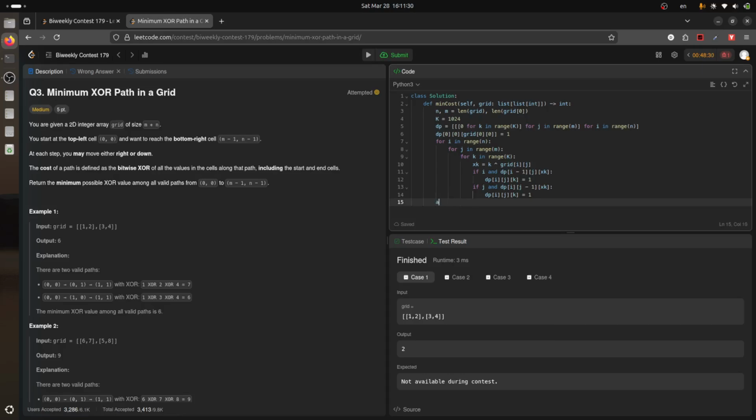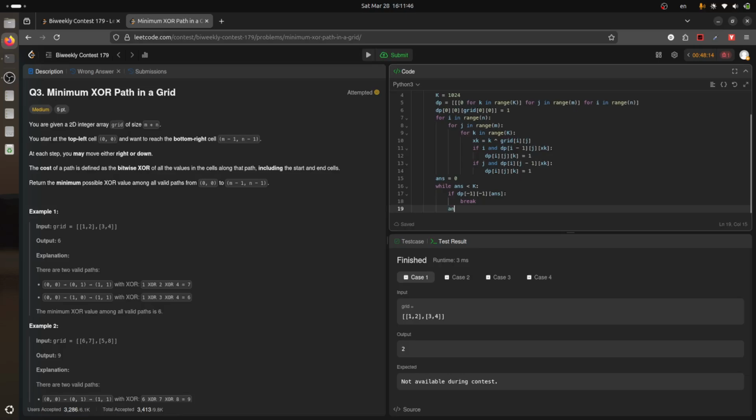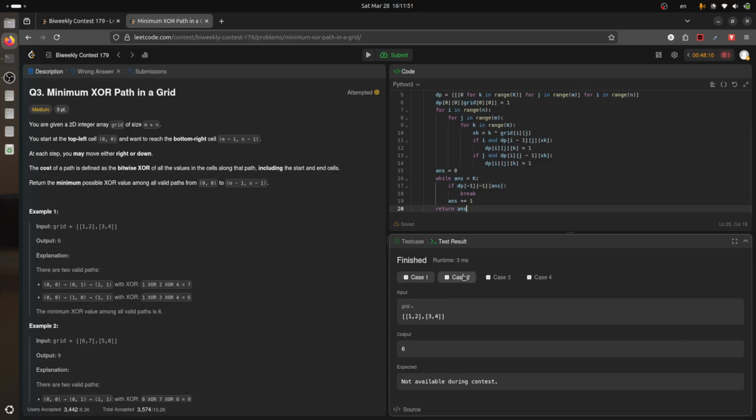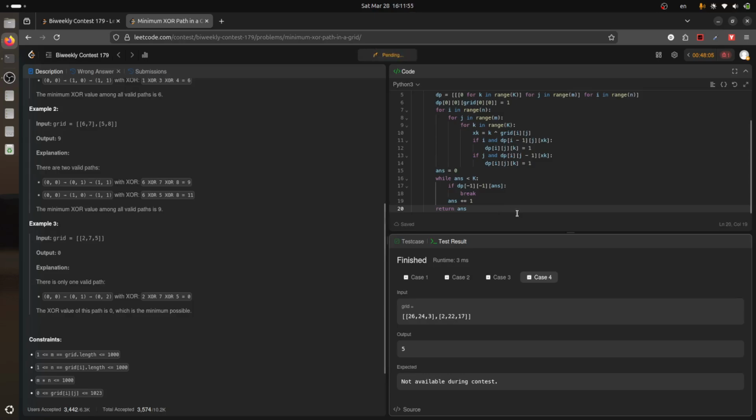Let's call it ans = 0, while ans, k, if dp[-1], ans; break; ans += 1; return ans. 6905, should work.